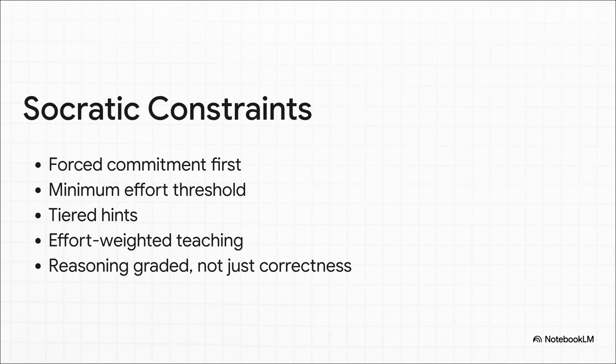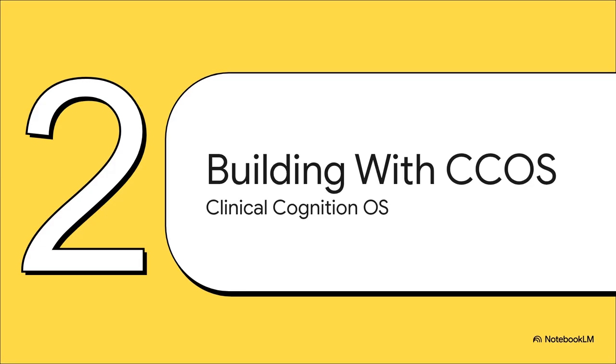Say you ask, "What's the diagnosis?" The AI's first hint might just point out an abnormal lab value. Still stuck? The second hint might nudge you toward the patient's respiratory history. It's all about effort-weighted teaching. The more thought you put into your prompt, the deeper the teaching you get back. It is grading your underlying reasoning and your willingness to flag uncertainty, not just whether you happen to blindly guess the correct diagnosis. Moving right along to part 2, building with CCOS, the Clinical Cognition Operating System.